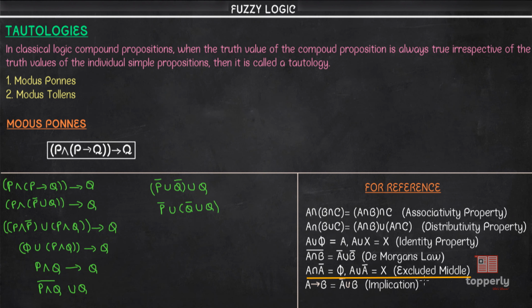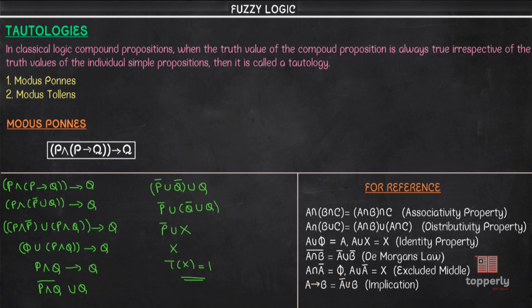And as per the law of excluded middle, we can say that A union A bar is equal to the universe X. Therefore, Q union Q bar will be equal to the universe X. And as per the identity property, we can say that A union X is equal to the universe X. Therefore, P bar union X will be equal to X, which is the universe X, and we know that T of X is equal to 1. Therefore, we have proved that our tautology is true.